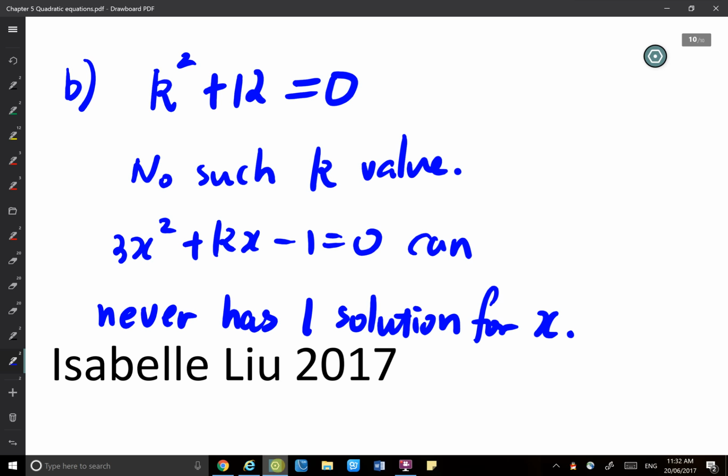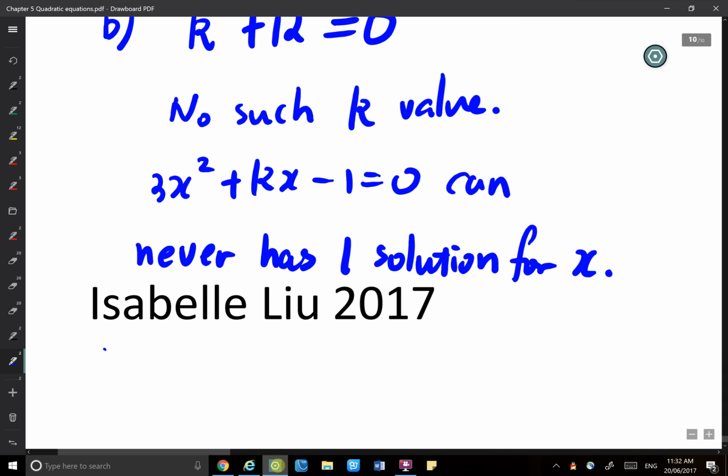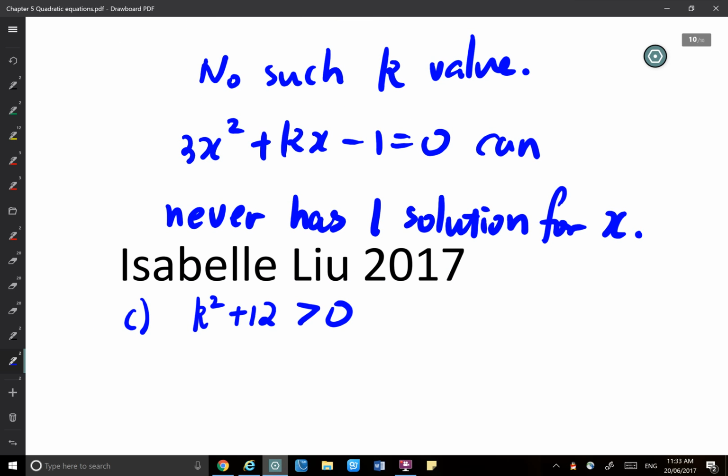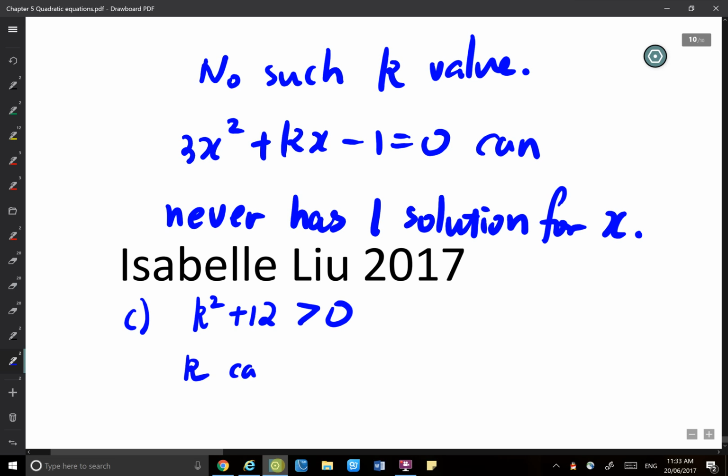Okay, for C, we need k squared plus 12 to be greater than 0, right? If I need it greater than 0, what k can make that greater than 0? Anything, it doesn't matter. So k can be any number.